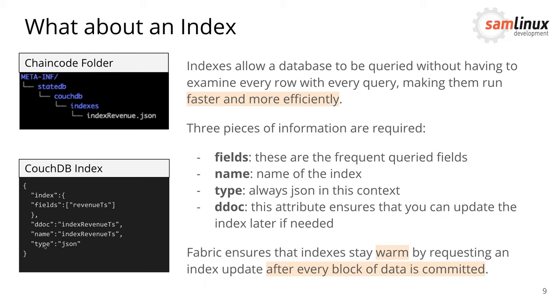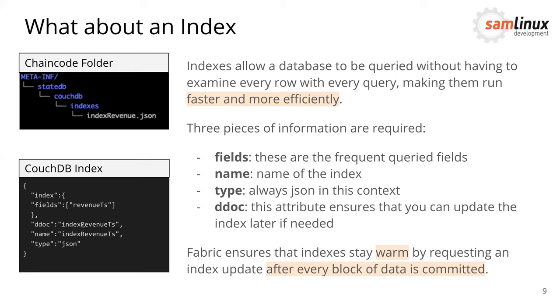Then this type property is JSON. There is only this type for the moment. The ddoc property is optional. I don't know exactly what it is for, but I have read that if you change the index, then you have to use this one. The only important part here is that you see the structure. In the root of your chain code folder, you have to create this folder structure with META-INF, statedb, couchdb, indexes. Here you put this JSON document, and you can call it index revenue. And this is the content of this index document.